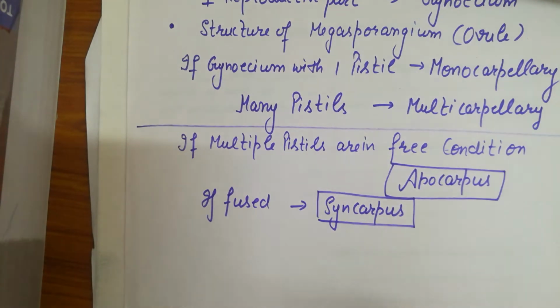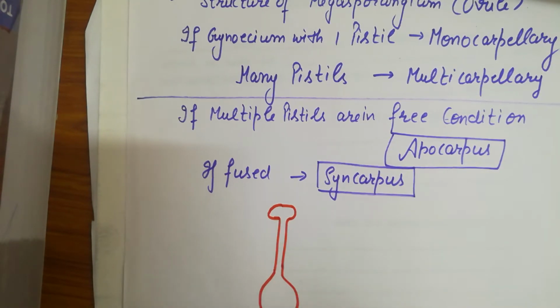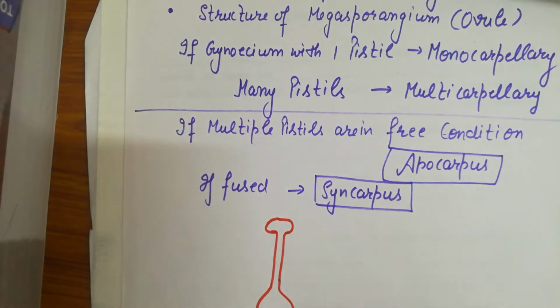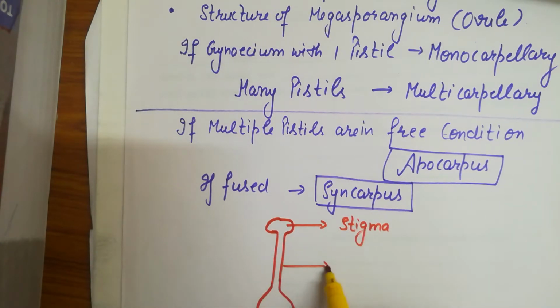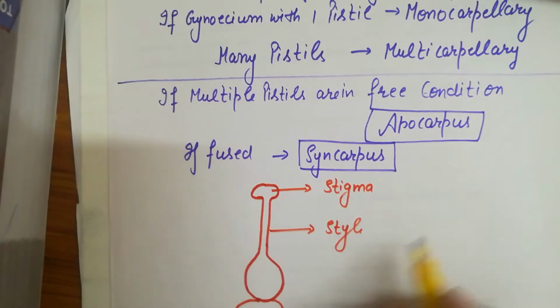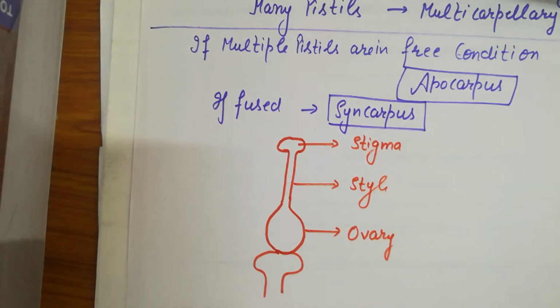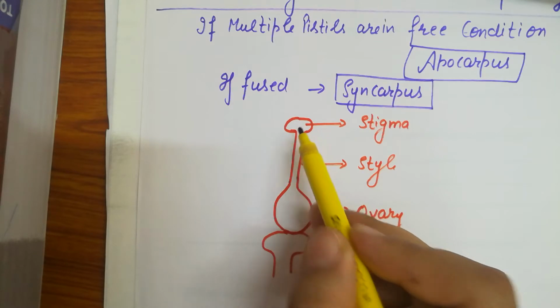Now if you draw the diagram of a pistil, you can see it has a swollen portion, right? It has the uppermost portion which receives the pollen grains, then the swollen portion which is known as the ovary, and the slender portion known as the style. So it has three main parts: stigma, then style, and the swollen portion known as ovary. Clear?